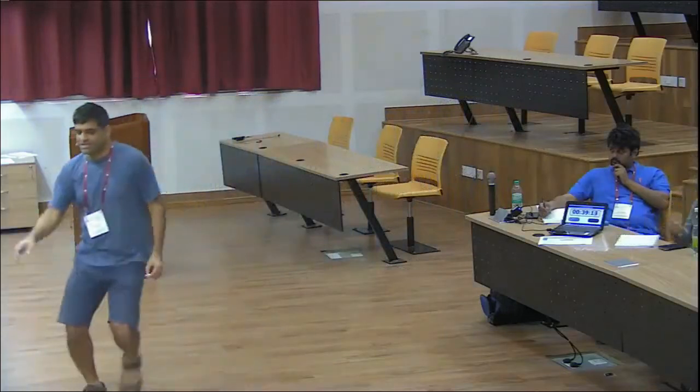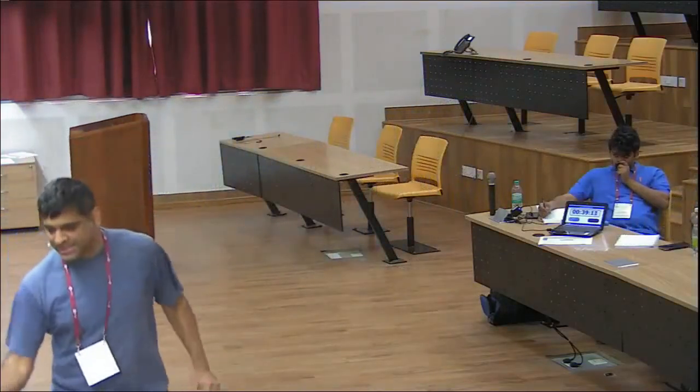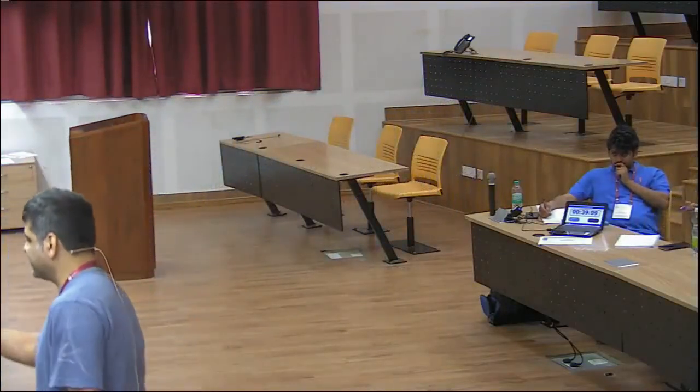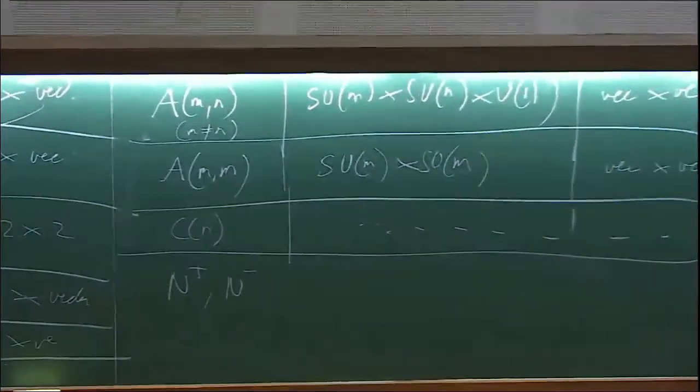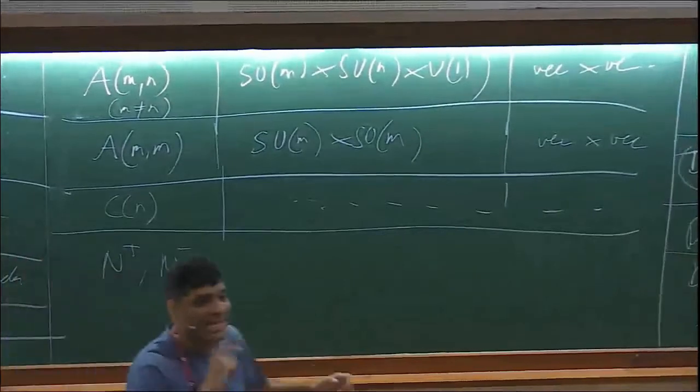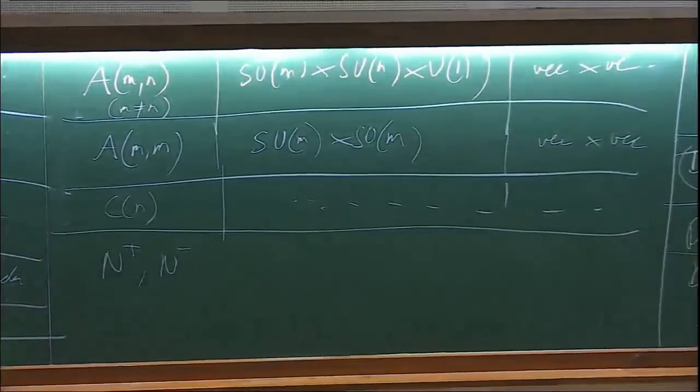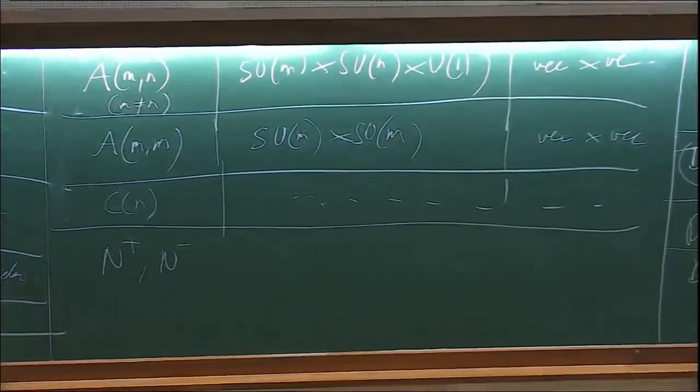Now, if you go back to our list of supersymmetries, you will see that in D equals 6, our supersymmetries were labeled by n plus and n minus. They were pseudo-real, so the R-symmetry groups were SPn plus times SPn minus. Half n plus, whatever.